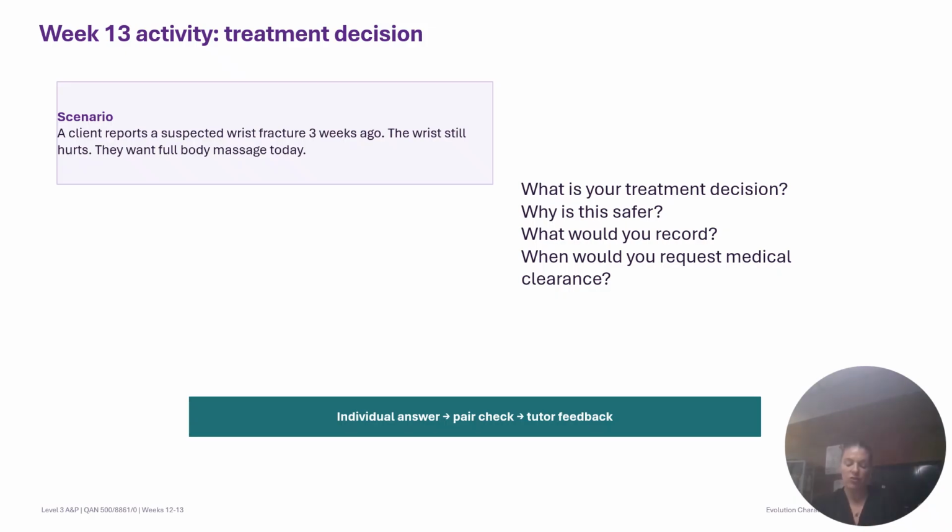So a model answer for this would be: do not massage over or around a suspected or painful fracture. Postpone or adapt the treatment to avoid the affected area only if safe and appropriate. And advise client to gain medical clearance. Record the consultation details, client comments, your treatment decision, and any advice given. Never diagnose, which is everything we've just discussed and put out there. Okay?